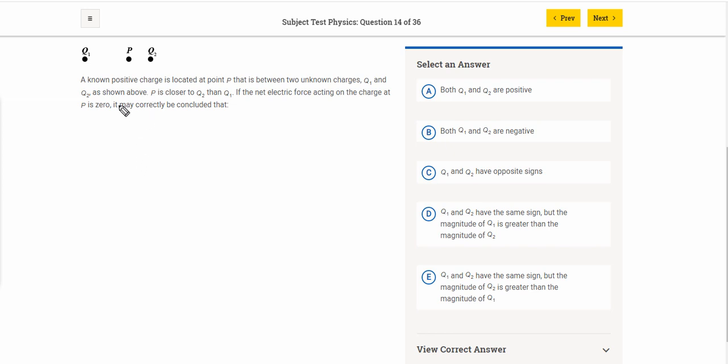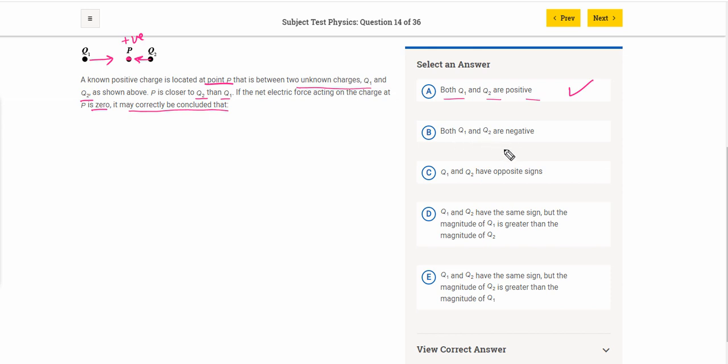Alright, so now let's move on to the next one. Alright, so here we have the next question. In this question it says a non-positive charge is located at point P, that is between the two unknown charges Q1 and Q2. So this P is positively charged. P is closer to Q2 than Q1. If the net force acting on the charge at P is 0, it may be correctly concluded that for option A, both Q1 and Q2 are positive. Yes, they are positive because Q1 will be repelling the charge P and Q2 will also be repelling charge P. So yeah, it could be the option.